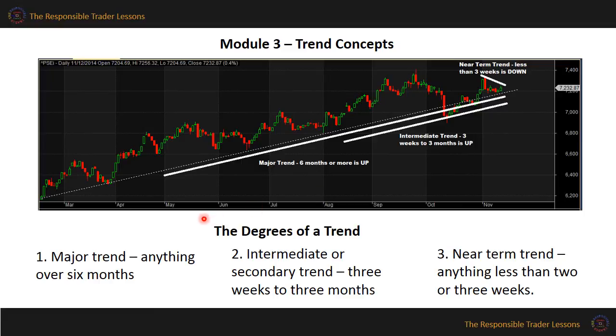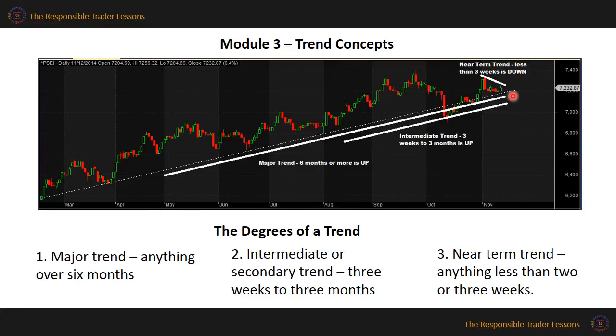John Murphy, in his book Technical Analysis of the Financial Markets, stated that in addition to having three directions, a trend is usually broken down into three degrees, namely major trend, intermediate or secondary trend, and near-term trend. A major trend is anything over 6 months.